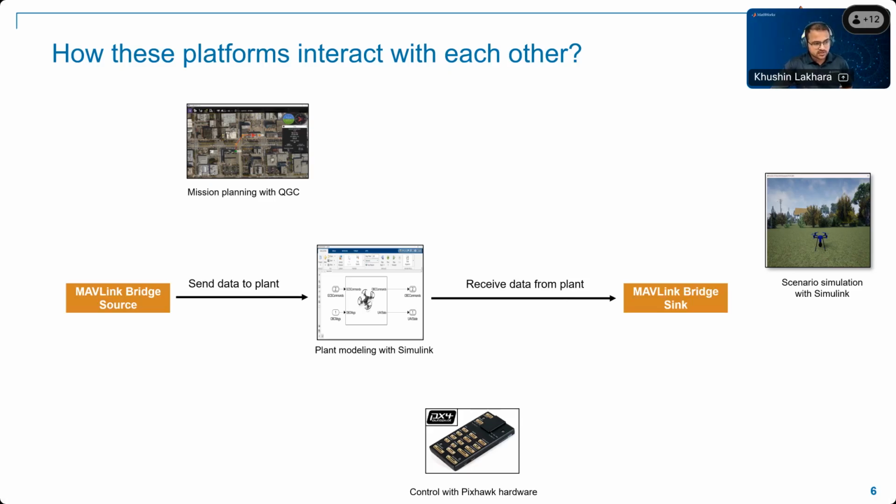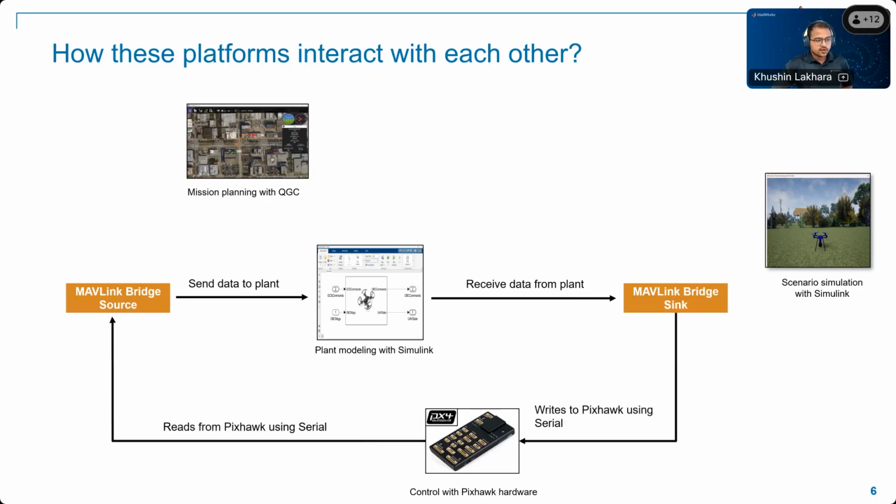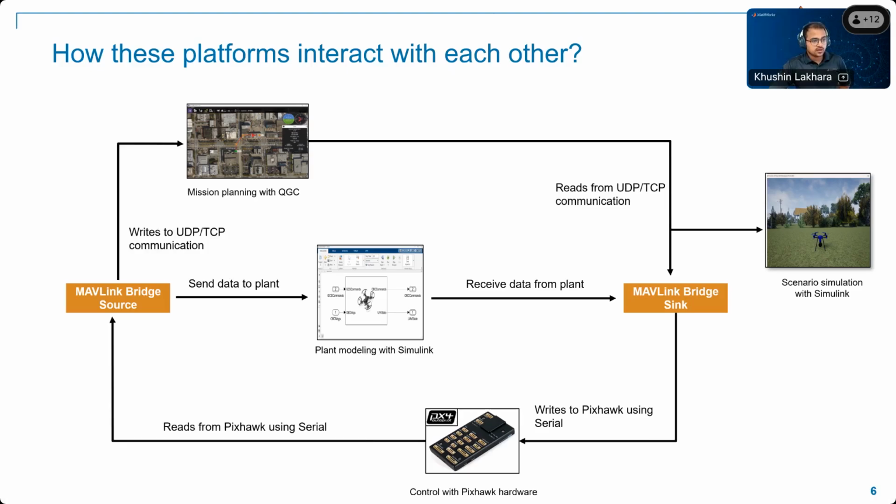Now, with this MAVLink connectivity, we use serial communication to connect our autopilot hardware, and with this autopilot hardware, we write commands to our autopilot and also read commands from it. Using UDP and TCP communication protocols, we connect with our ground control station and the scenario simulations. So once all these things are in place, we can perform our hardware-in-the-loop simulation or software-in-the-loop simulation perfectly.